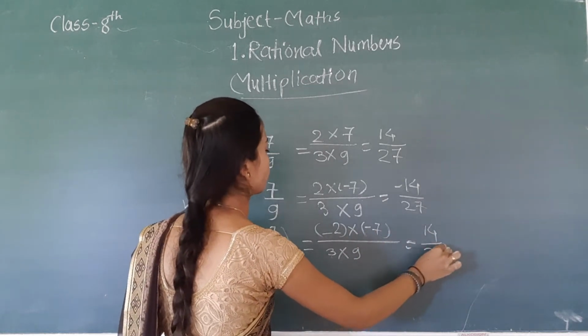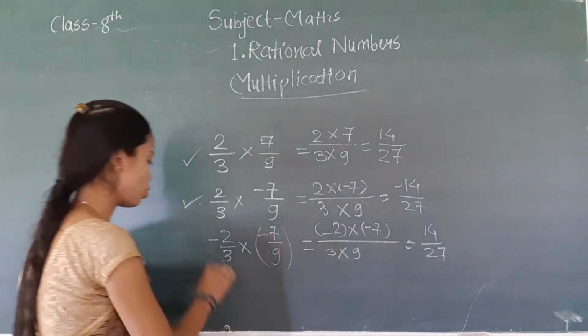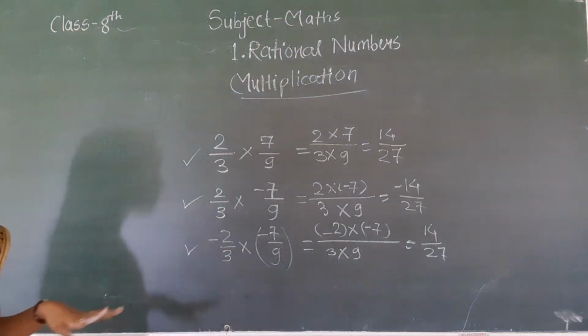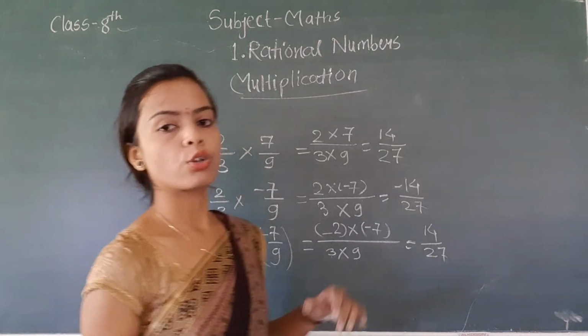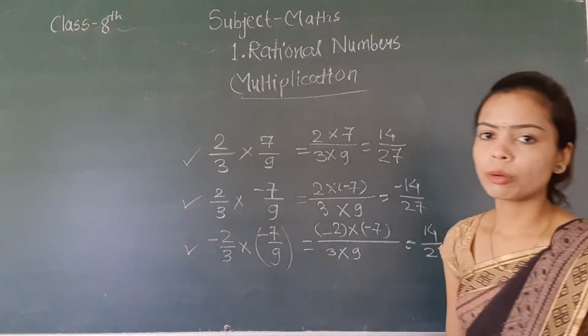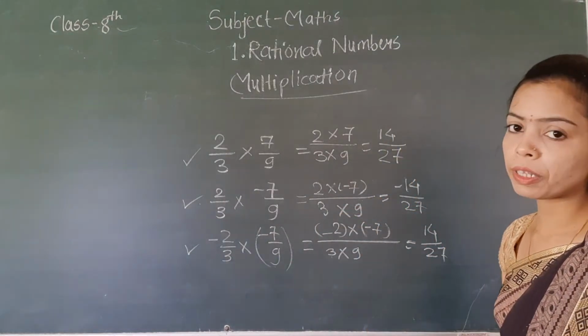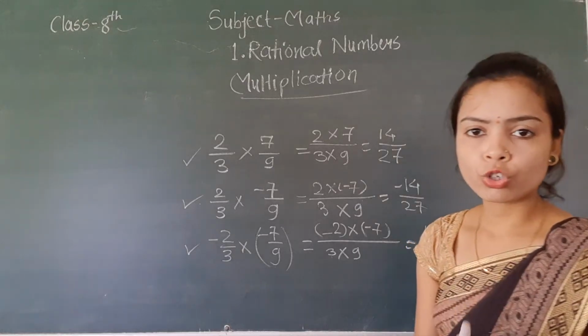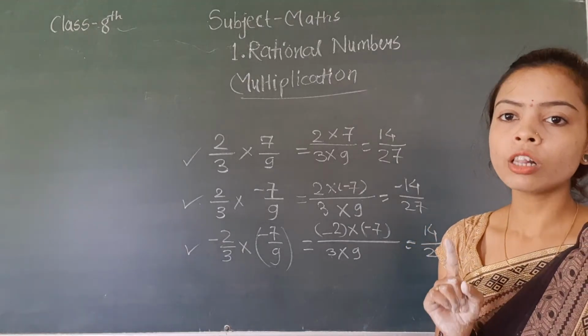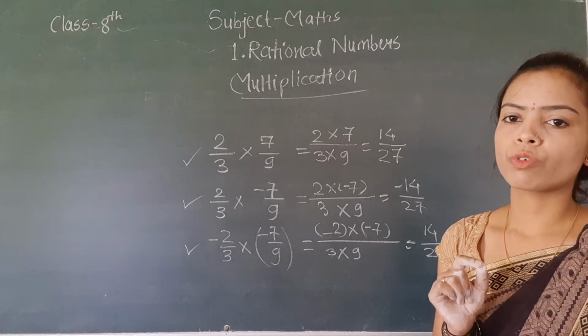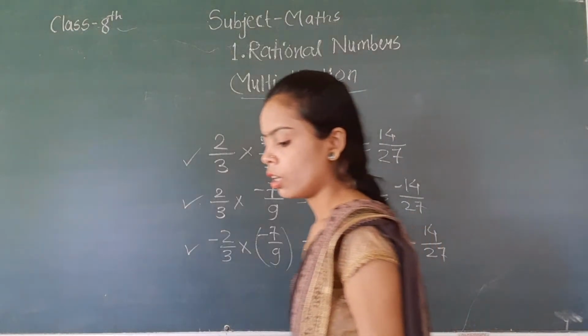So 3 into 9 is 27. Again 14 upon 27. So in all three cases your answer, or your product, is again a rational number. So we say that the given property, that is the closure property, follows for the multiplication of rational numbers.